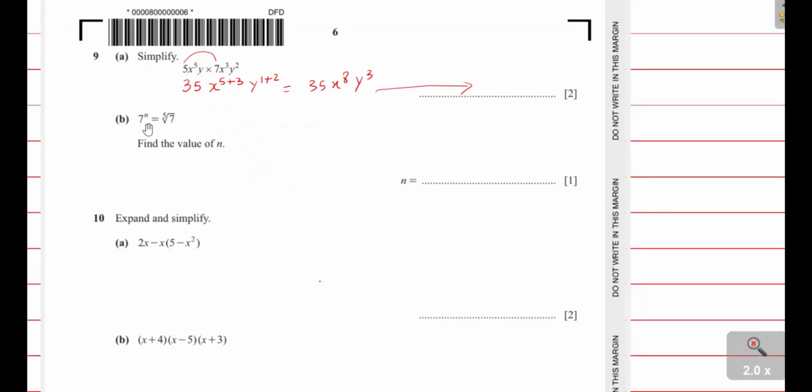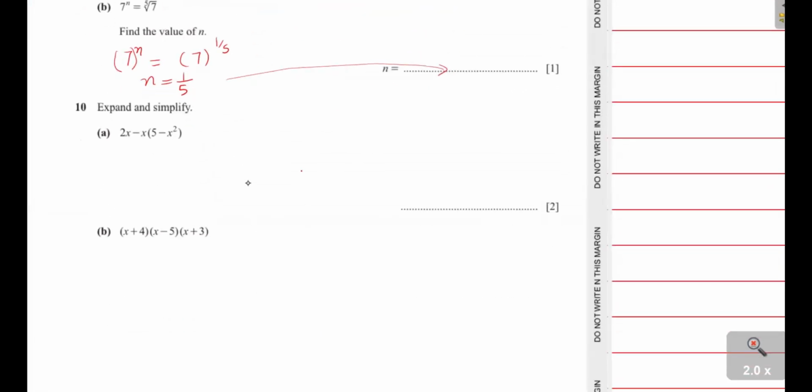Next part B, 7 power n equal to fifth root of 7. Find the value of n. We can write 7 power n equal to fifth root of 7. We can write this 7 whole power 1 over 5. Look here, the base of left and right side is same, therefore we will equalize the power. Therefore n equal to 1 over 5, and this is the answer.